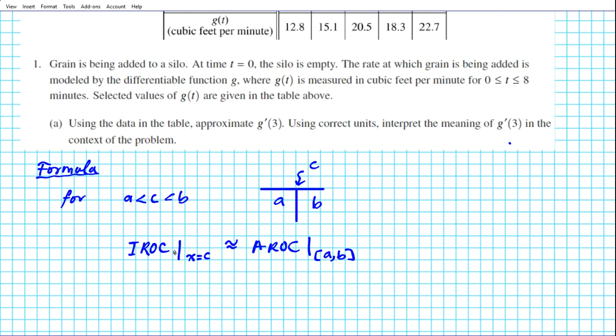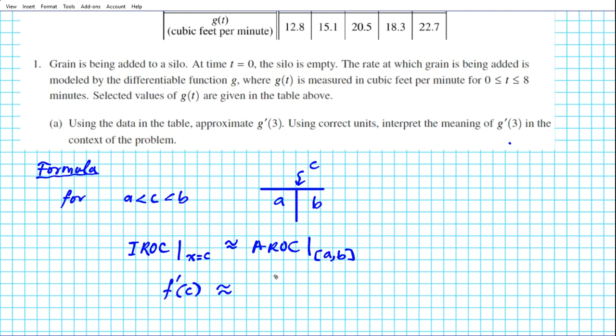So just keep in mind that the instantaneous rate of change can be approximated using the average rate of change, just as integrals can be approximated using rectangular approximation or the trapezoid rule. Another notation we can use for instantaneous rate of change is the derivative. We're looking at the derivative at a point, namely c, and it can be approximated using the average rate of change.